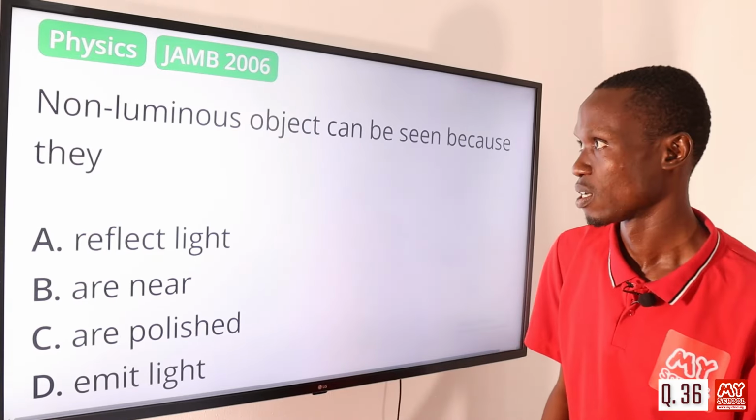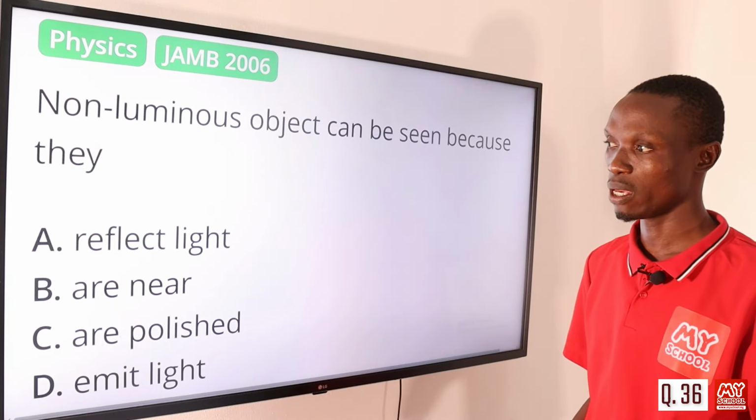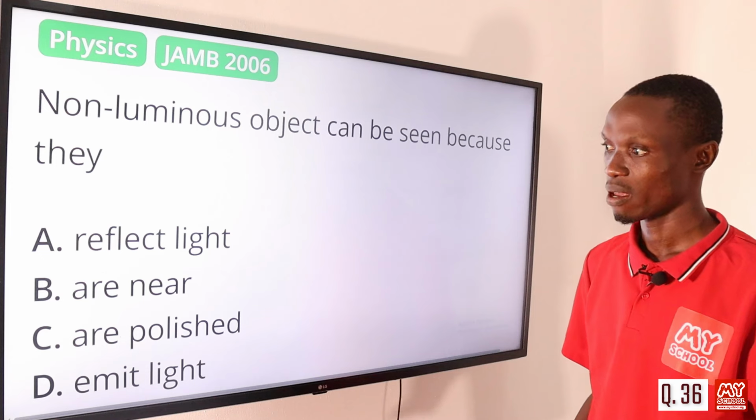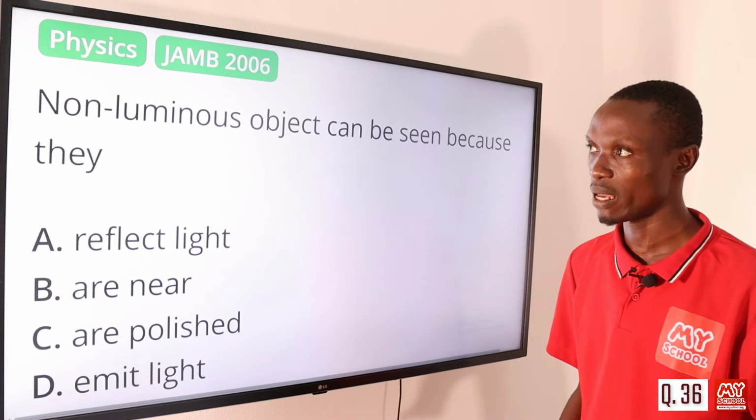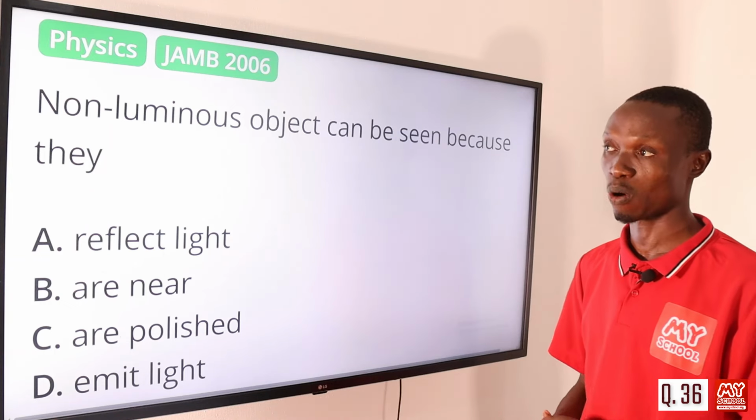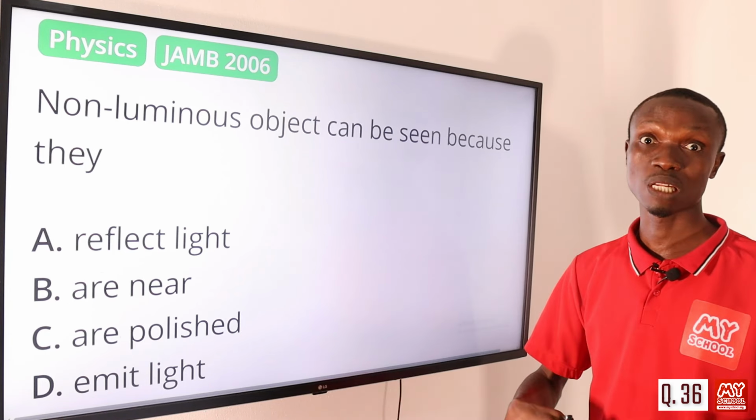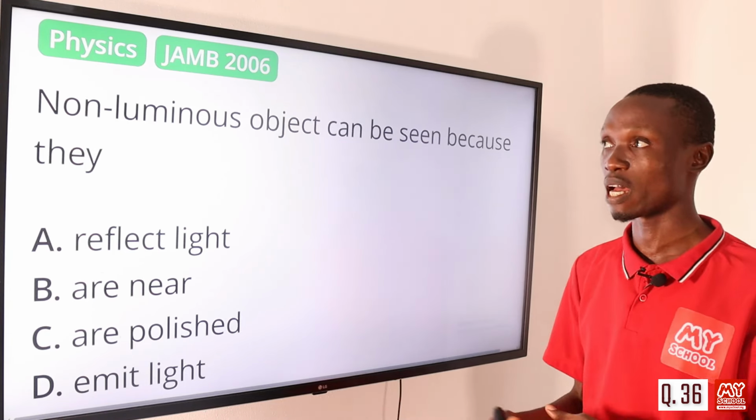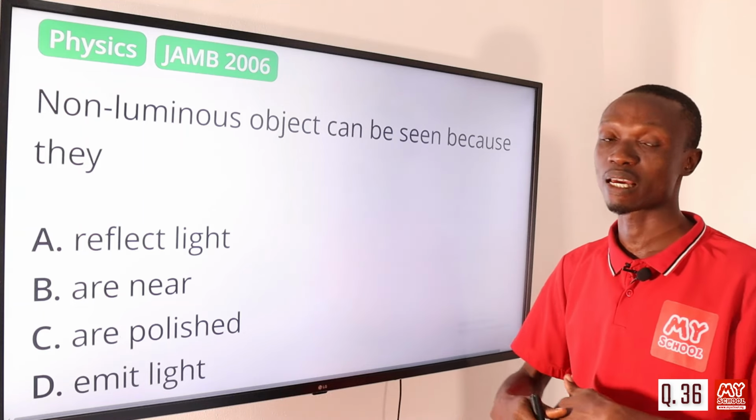Question 36. Non-luminous objects can be seen because they: A, reflect light; B, are near; C, are polished; and D, emit light. First of all, what are non-luminous objects? Non-luminous objects are those objects that do not produce light by themselves. They are the opposite of luminous objects, meaning objects that emit light.